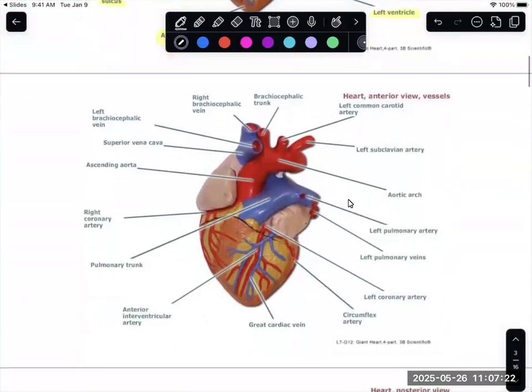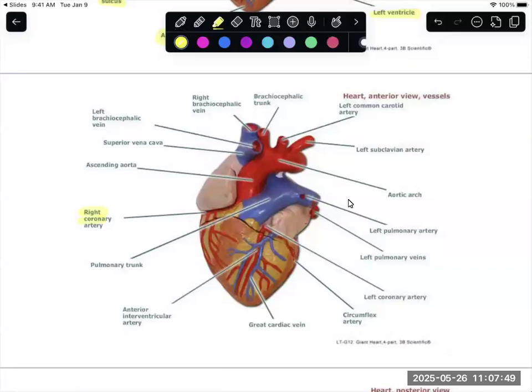So let's look at some of the different blood vessels that are on the heart or coming right off the heart. The blood vessels that are actually on the heart are usually some sort of coronary vessel. Coronary means heart. So blood vessels that are directly on that heart are coronary.